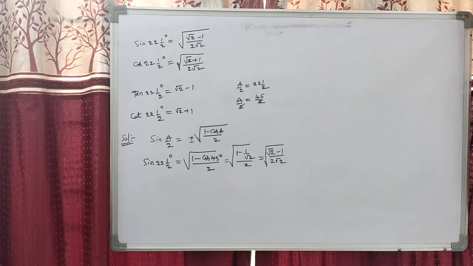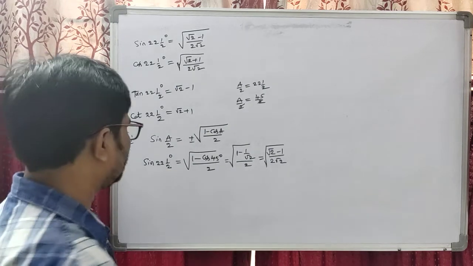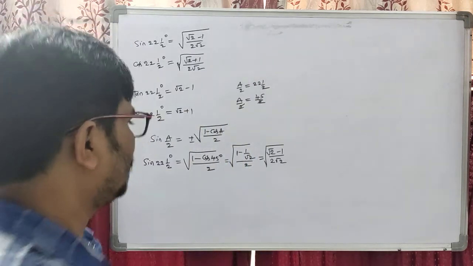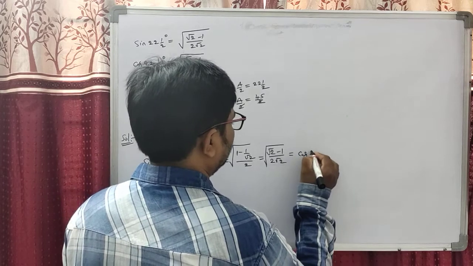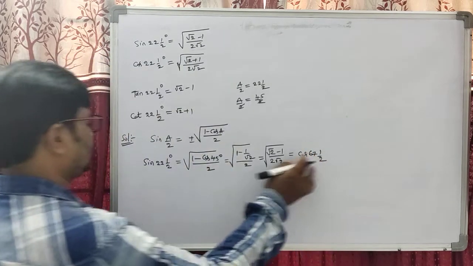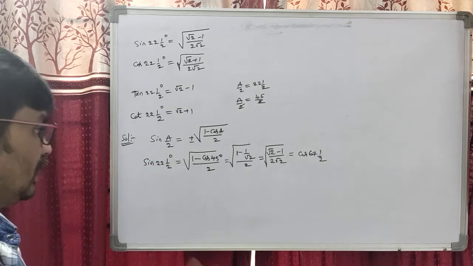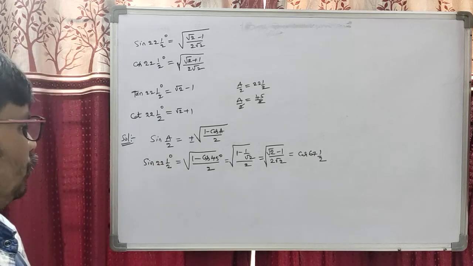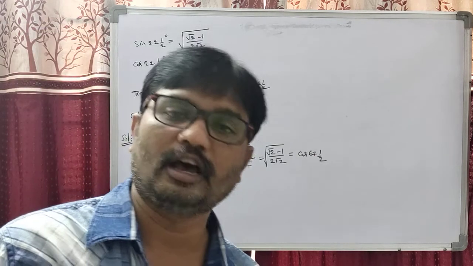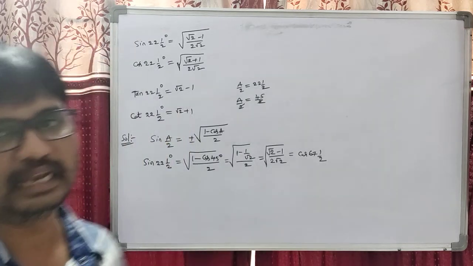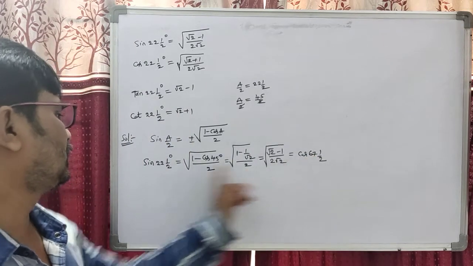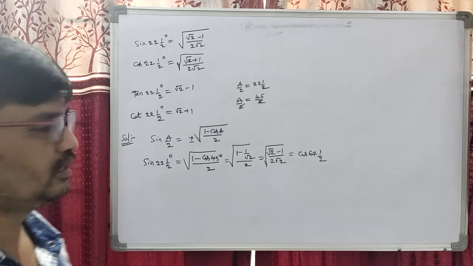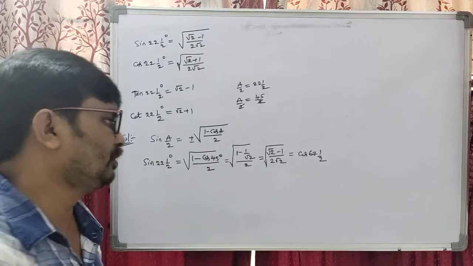Now students, sin 22 and a half is also equal to, my dear students, cos 67 and a half degrees. Just observe, students: 67 and 22 is 89, and half plus half is 1, so 89 plus 1 is 90 degrees. Do you understand, students? Therefore 67 and a half plus 22 and a half is 90.